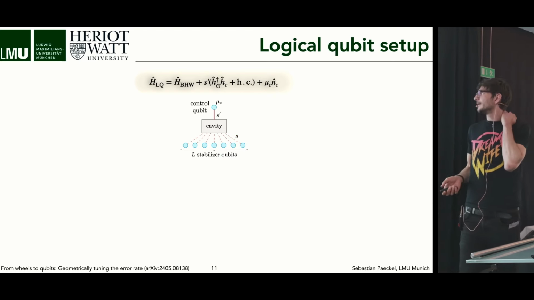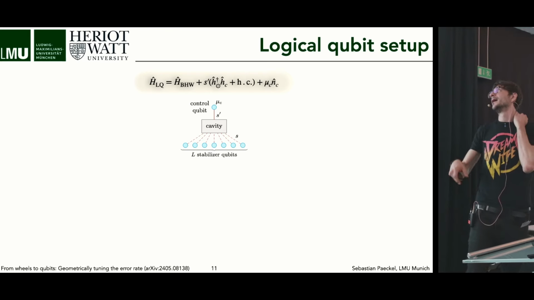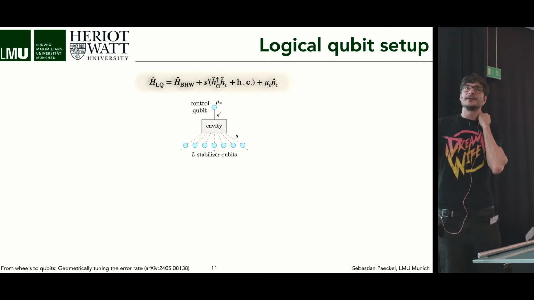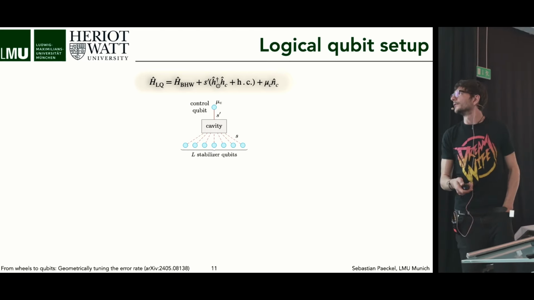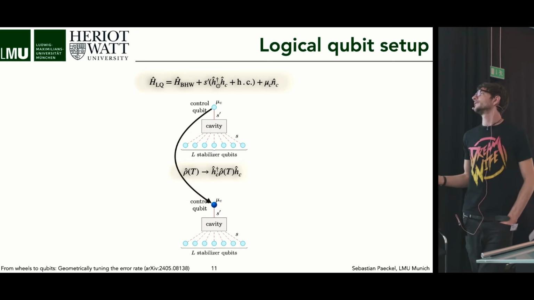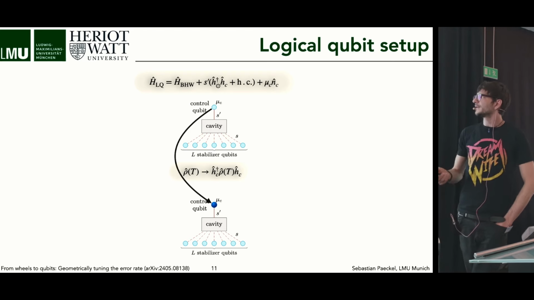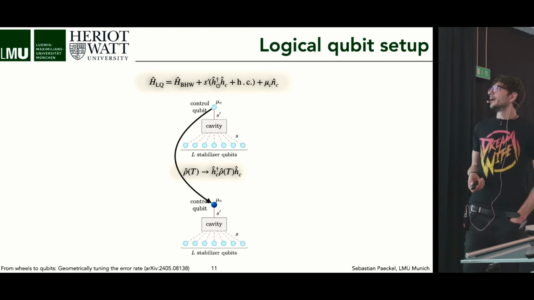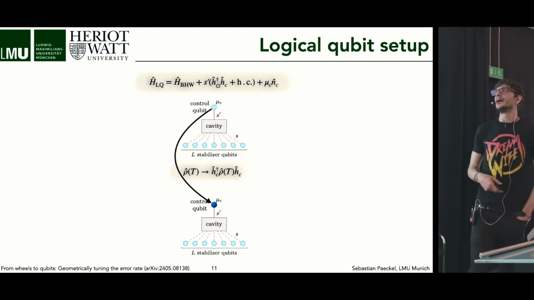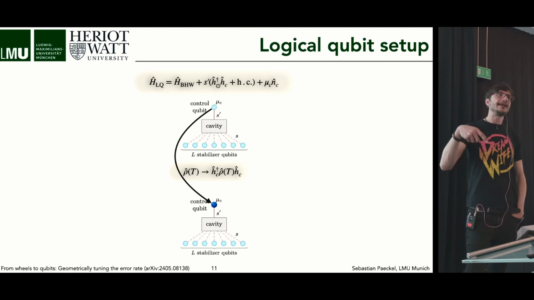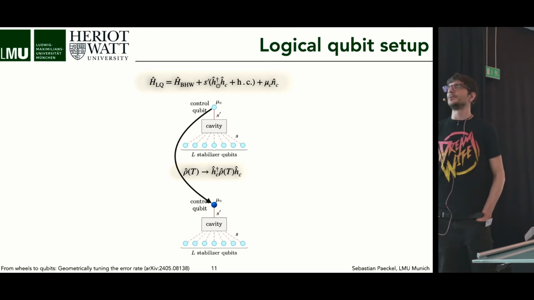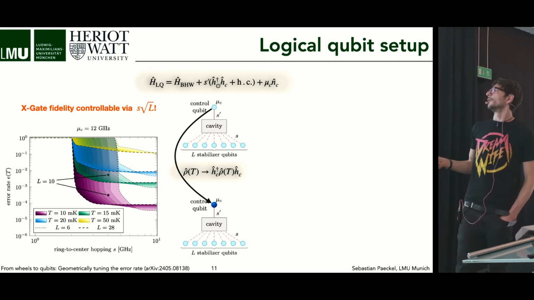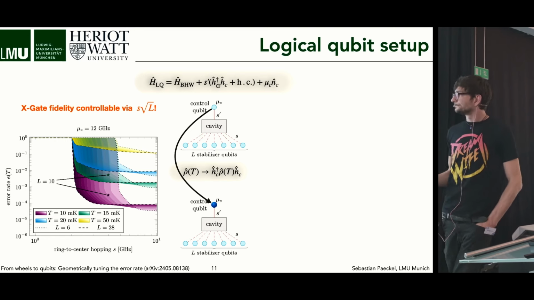OK, so having set up the logical qubit, now finally the question is, can we also implement operations on that qubit? So the idea is to just act on the control qubit with an excitation. And we performed computations by preparing the whole system in a finite temperature state. And then we evaluated the effect of exciting the control qubit. And we computed the fidelity of that operation by just evaluating the probability to end up in this blue bulk of many-body eigenstates, which we identify with a logical one state.